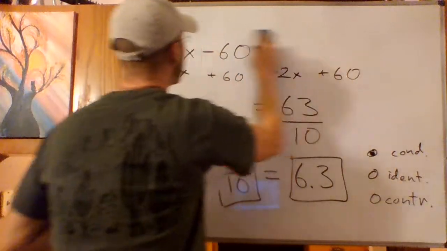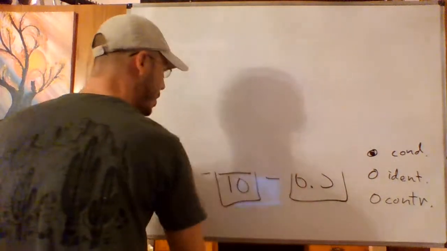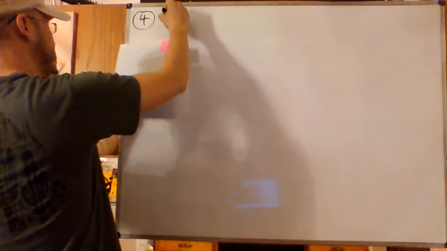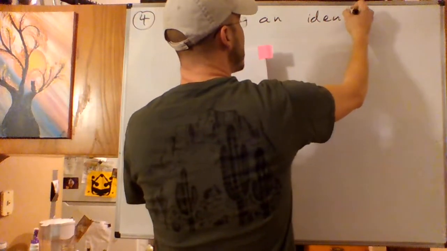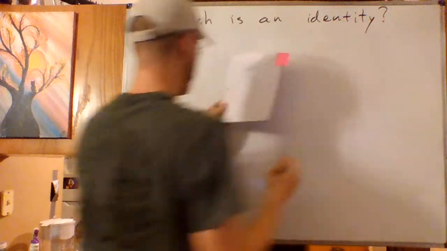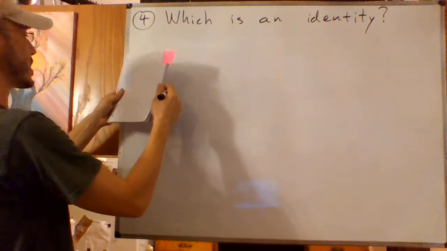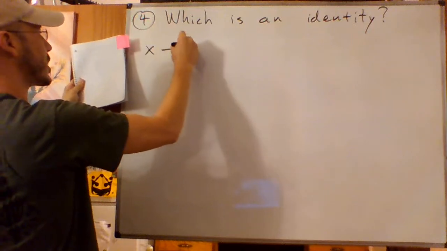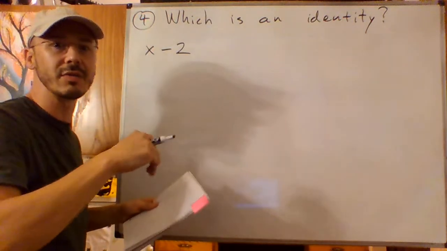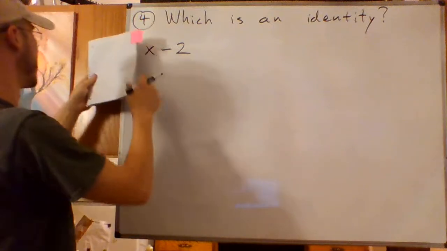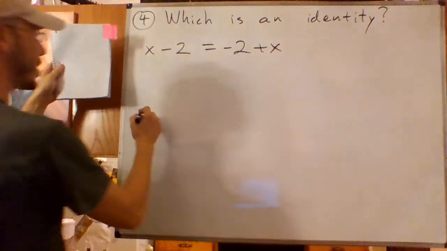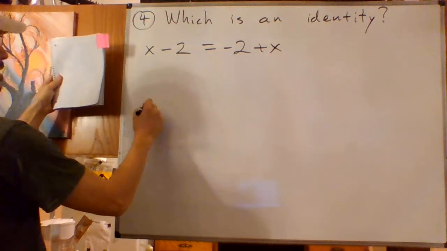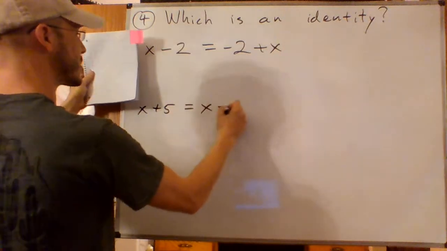The next problem I got is kind of strange, but it asks which is an identity from a list of 4 equations, and I'm going to just write the equations rather than writing the little dot, because the little circle thing that they give you looks like a 0 when I write it, and I don't want that. But the first one was x minus 2 equals negative 2 plus x. I'm going to leave some space and write down x plus 5 equals x minus 2.